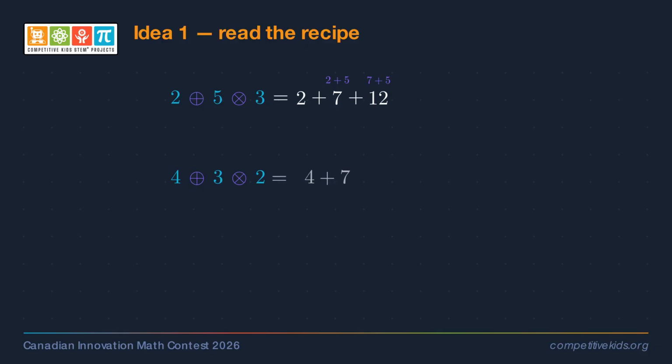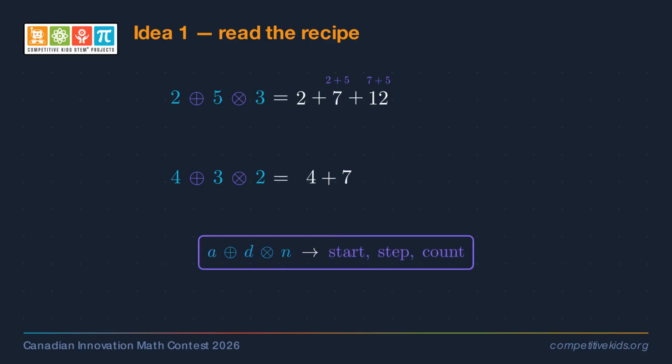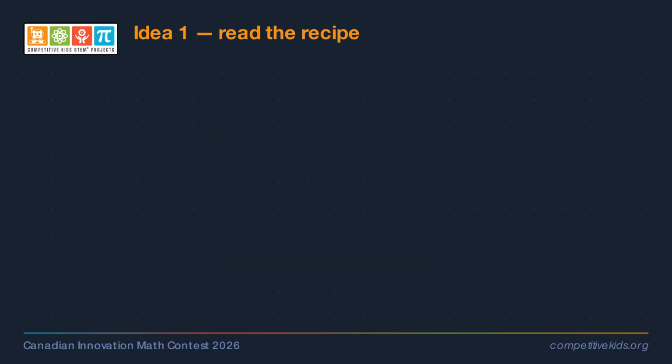Now check the second example. Start at 4. Step by 3, 2 terms. The code is a recipe. The first number is the start, the middle number is the step, the last number is how many terms there are. Now run the recipe.